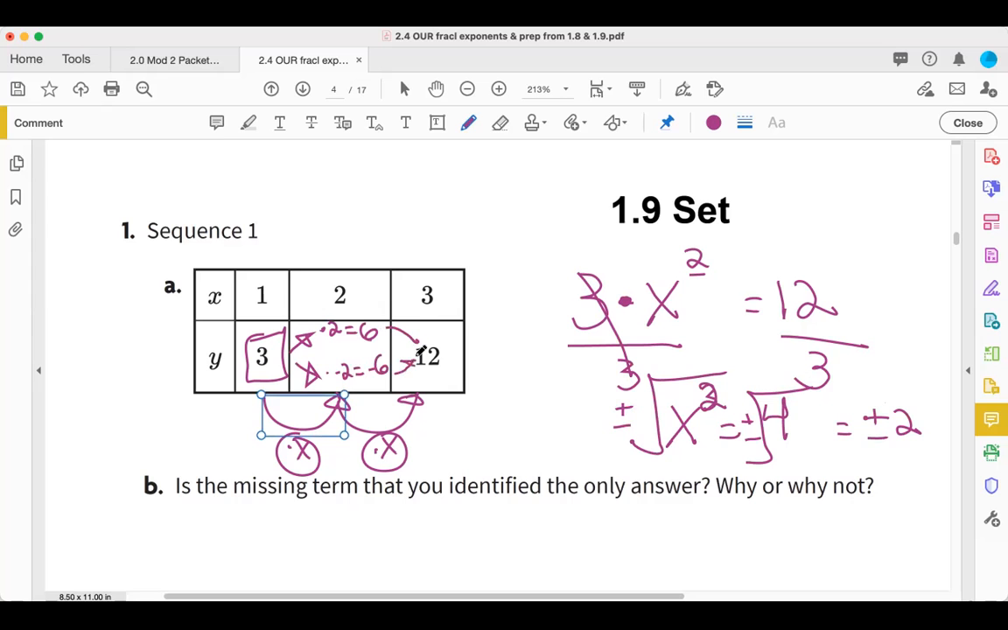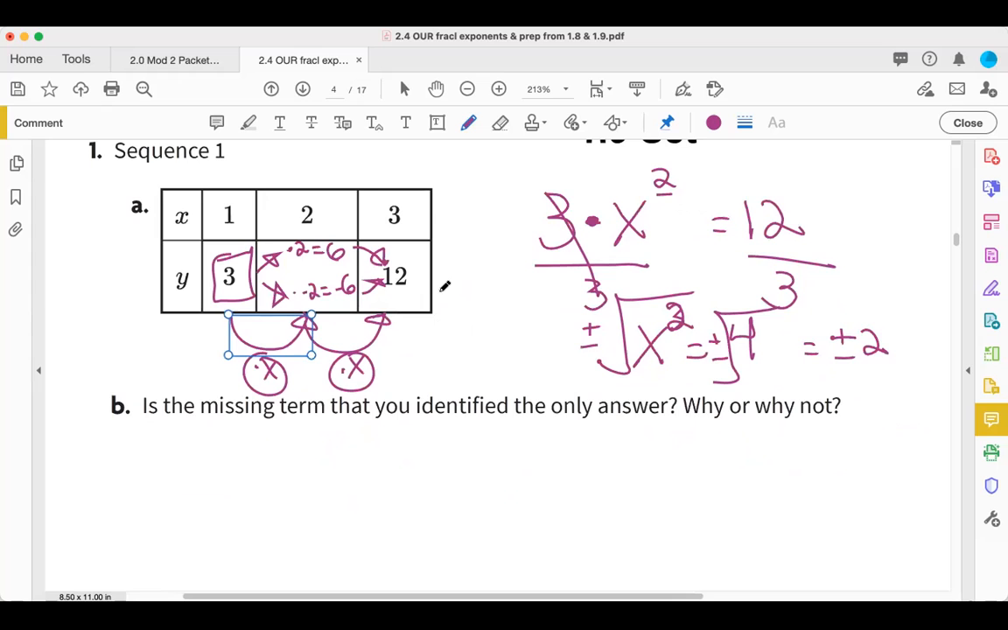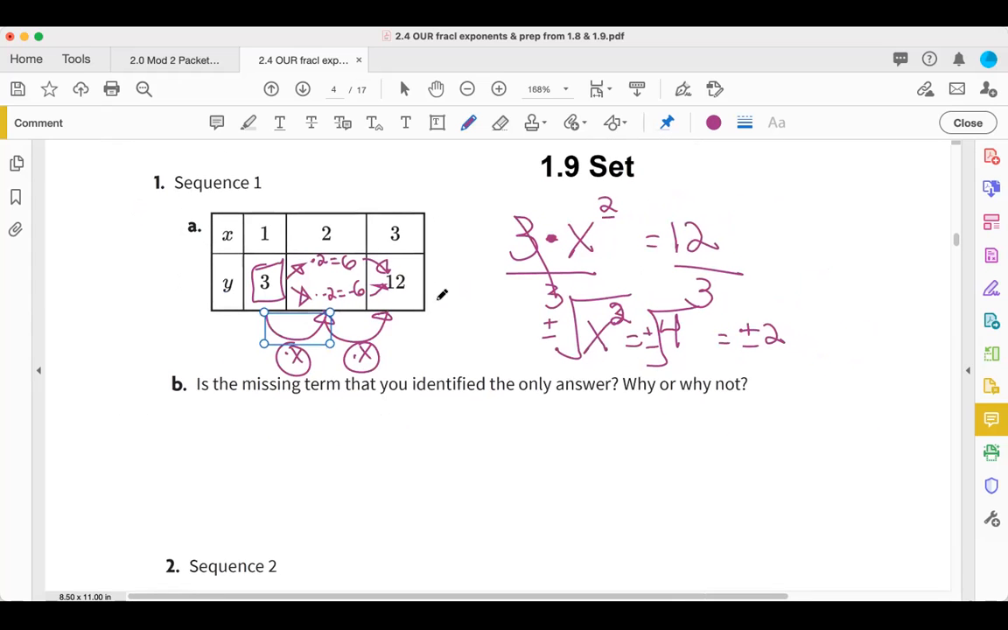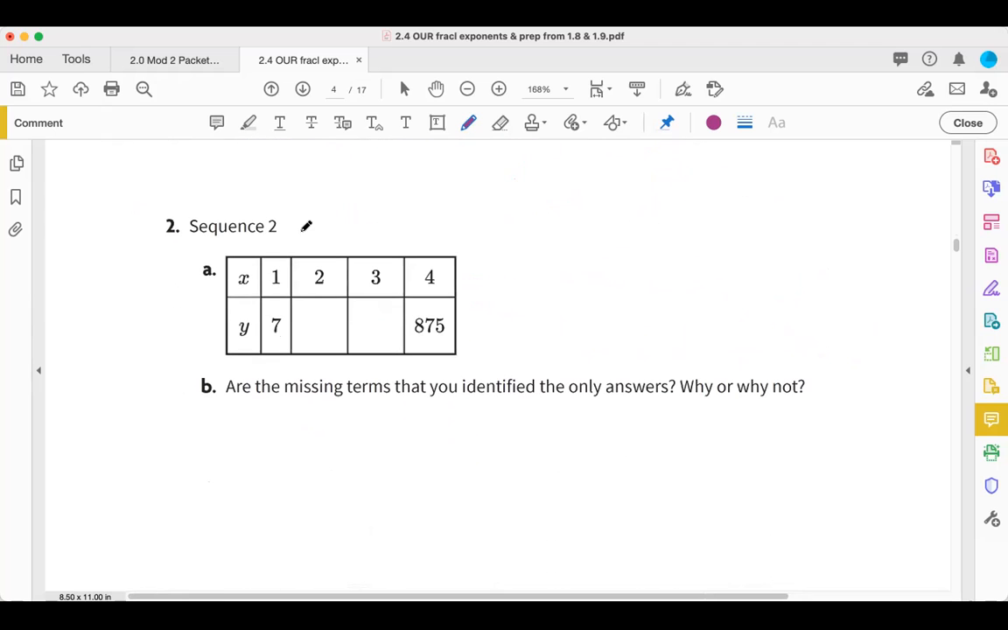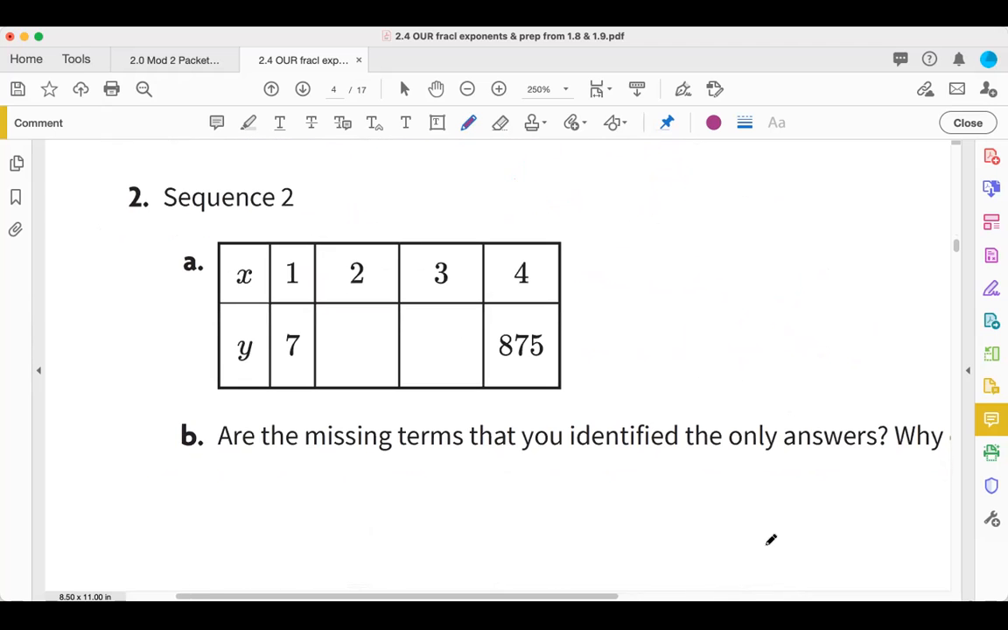Eventually, if we're consistent with either route that we take, we get to 12. Is the missing term that you identified the only answer? Why or why not? There are two answers for our missing term, and we just showed them. What do you think about 2? Pause the video, try it.